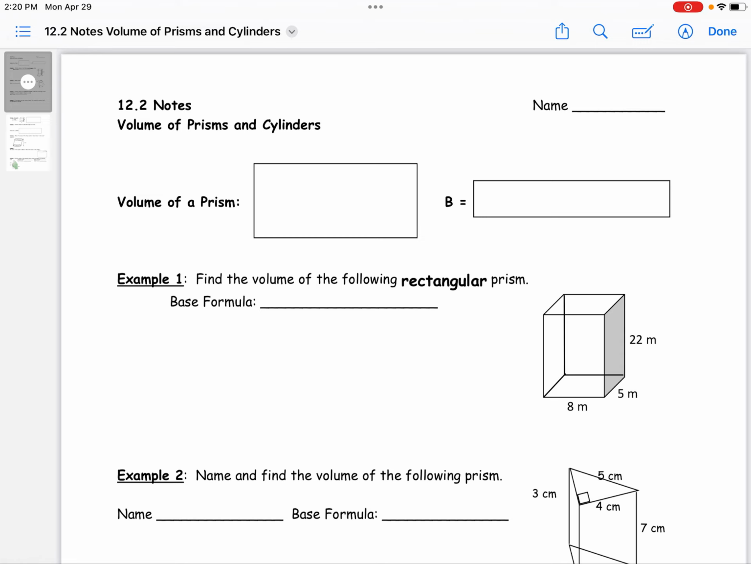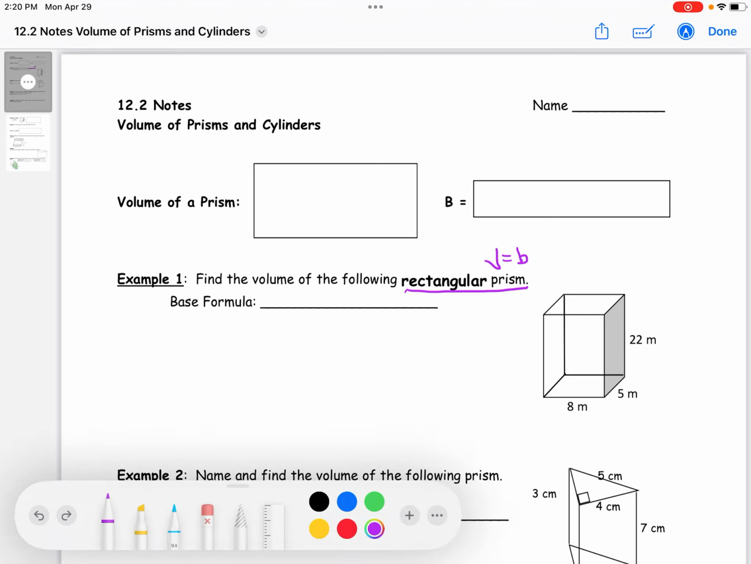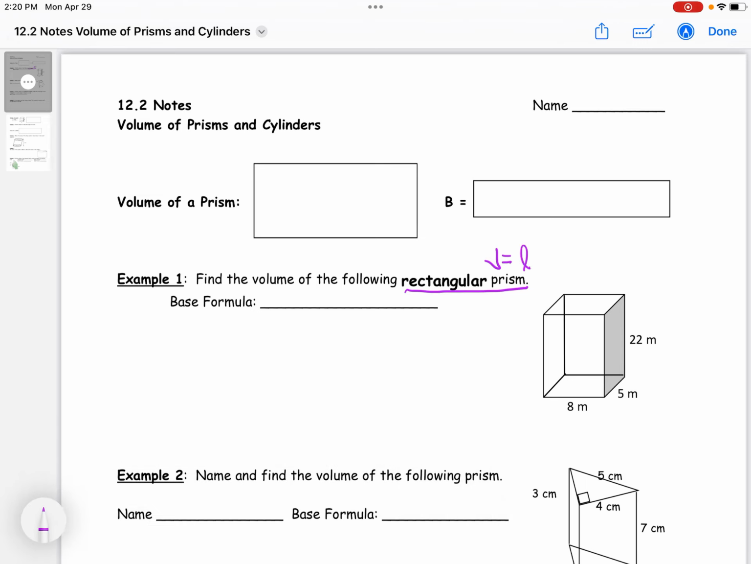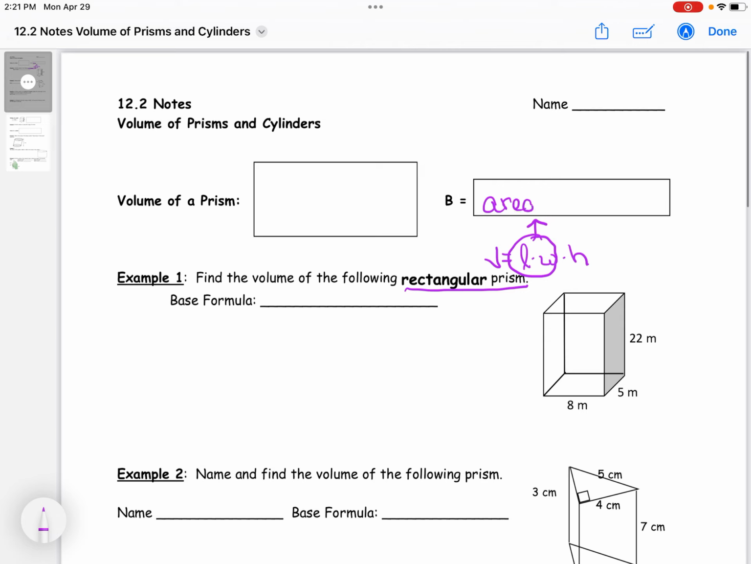Volume. You probably remember we used to do volume because it was always a rectangular prism, and we would always say length times width times height, which is true. But this ends up being the big base, which is why it works. All right, so volume formula: big B, H, area of the base times the height.